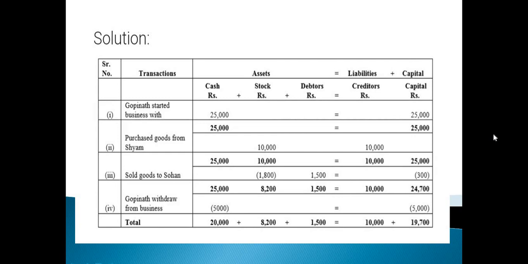Now the last transaction says Gopinath withdrew from business rupees 5,000. If the money is taken out of the business, cash will be reduced by 5,000. So 25,000 minus 5,000 will be 20,000. And it will also affect the capital. From the capital, you can see on the left, sorry, on the right hand side, 24,700 minus 5,000 will be 19,700. So if you add both the asset side and the liability side, you'll get 29,700 on both sides. So the accounting equation is equal, that is, assets are equal to liabilities plus capital.